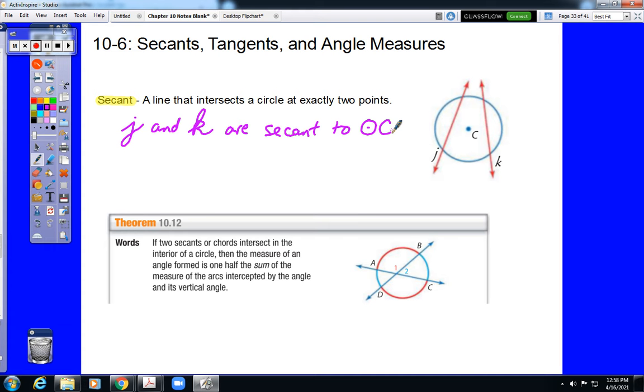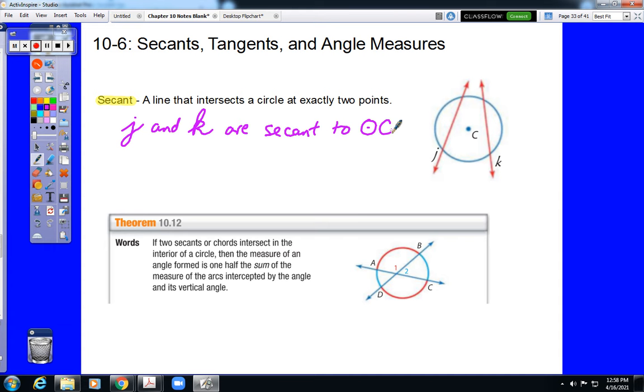So we start with, what do we do when a pair of secants, or a pair of chords, intersect inside of a circle? Well, that's where our first theorem comes in. Okay? It says if two secants, or chords, because chords would be part of secants, intersect inside of a circle, then the measure of the angle formed is 1/2 the sum of the measure of the two intercepted arcs.